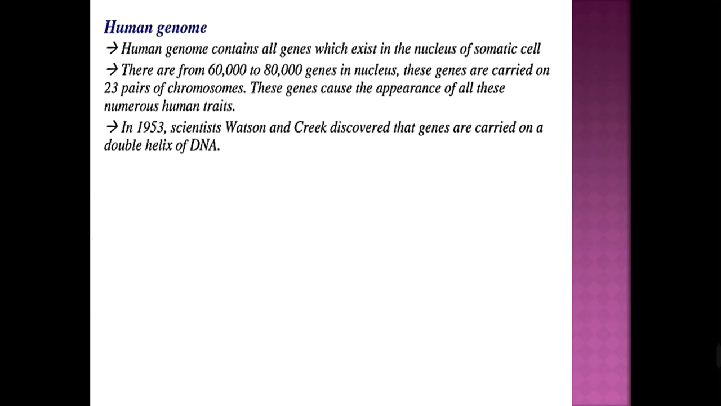What is the human genome? I think that we talked about it in the beginning of the term. The human genome contains all the genes that exist in the nucleus of a somatic cell. And what is their number? They are from 60,000 to 80,000 genes in the nucleus. They are carried on 23 pairs of chromosomes. So the summation of all the genes found in one somatic cell is called the human genome. Watson and Crick discovered that the genes are carried on the double helix DNA.